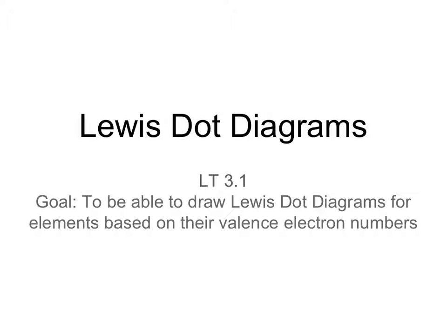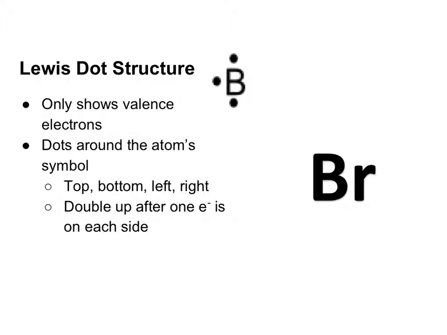Everyone, in this lesson we're going to talk about how to draw Lewis dot diagrams. This is a tool, and really a model, that is great for figuring out how atoms are bonding with each other, whether that's ionically or covalently, whether they're sharing or transferring electrons. This type of model is really good because it shows us just what's happening with the valence electrons. So let's take a look at how we do this.